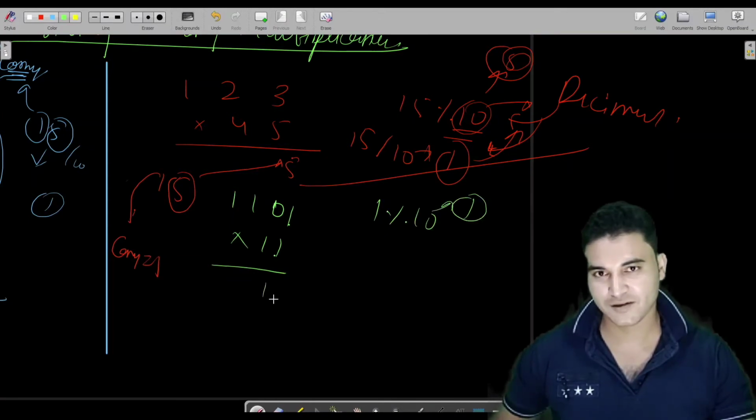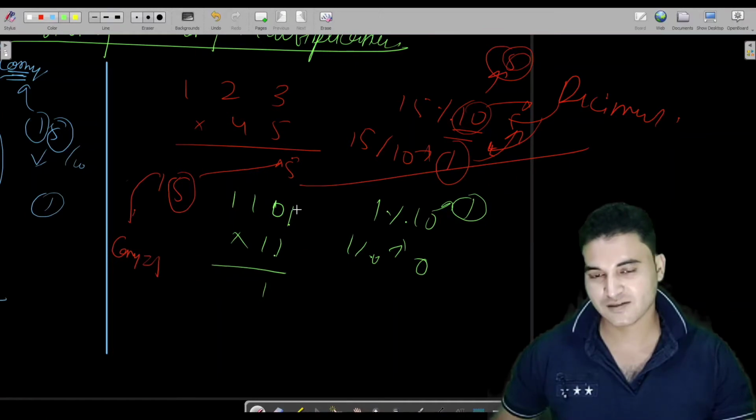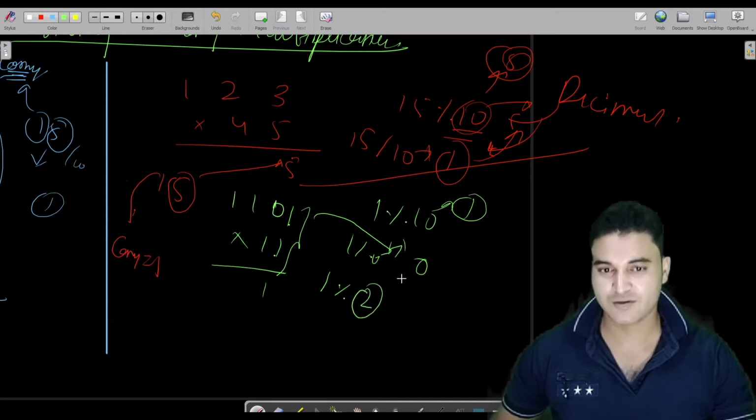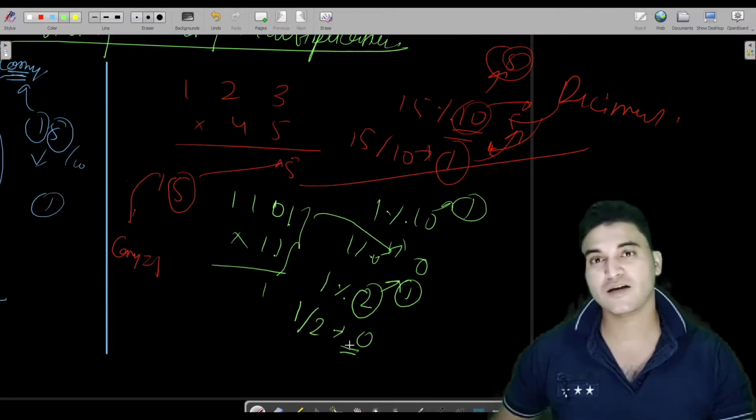You would write 1 here. Fine. And you would divide 1 by 10. Then what would you get? You would get 0. But are you serious? Here we are having 1 as the carry, but you are getting 0 in the carry. So that's why we have to take the remainder of 1 with 2. Then we are going to get 1 as the remainder, and we are dividing this 1 by 2. Then only we are going to get 0 as the carry.